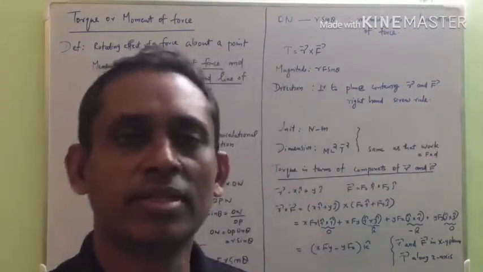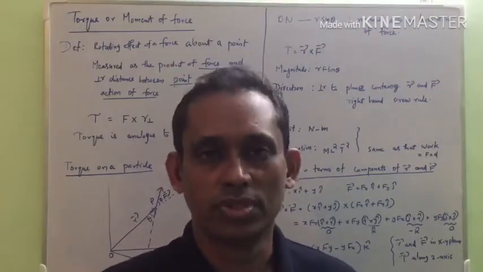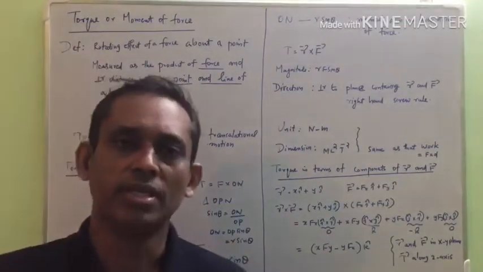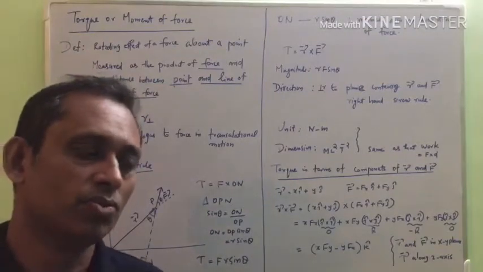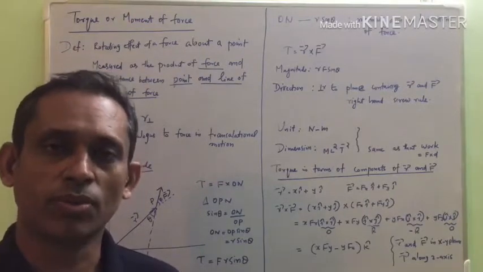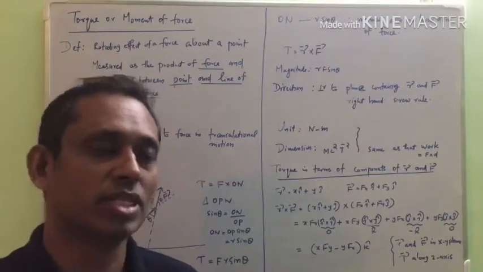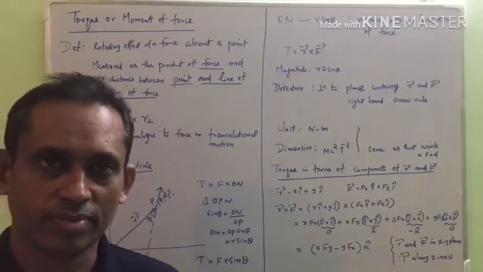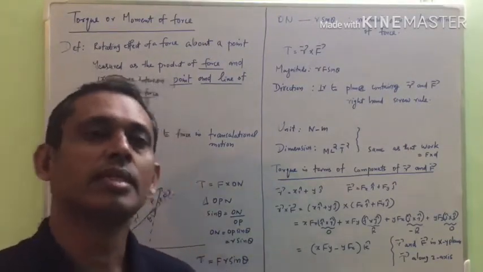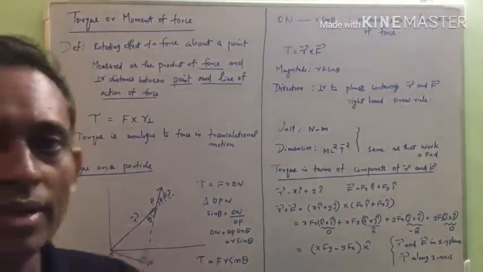Now, let us discuss torque or moment of force. Torque, or moment of force, is a quantity analogous to force in translational motion. We saw angular momentum is a quantity analogous to linear momentum in translational motion. In the same way, torque is a quantity analogous to force in translational motion. So how do we define torque?